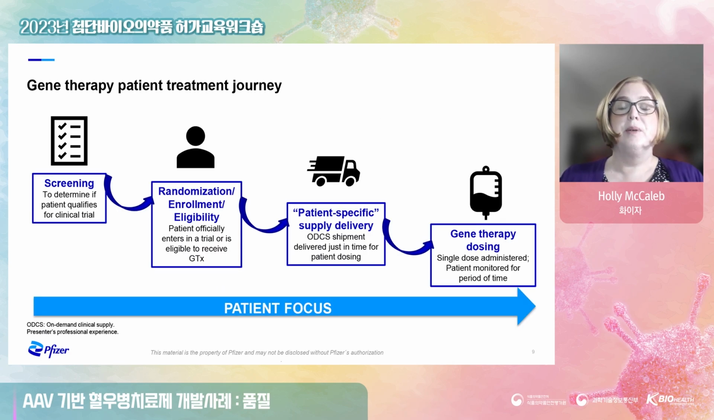Dosing patients with gene therapy is its own unique journey. Patients are screened to determine if they qualify for the clinical trial. The patient is then randomized and enrolled into the study, and the patient-specific drug supply is shipped to the site in time for patient dosing. This is also called on-demand clinical supply, or ODCS. The patient is dosed and then monitored for a specific period of time. This pathway is different from CAR T therapies, where patient enrollment triggers manufacturing, not shipping.